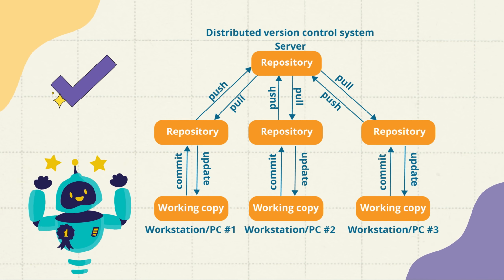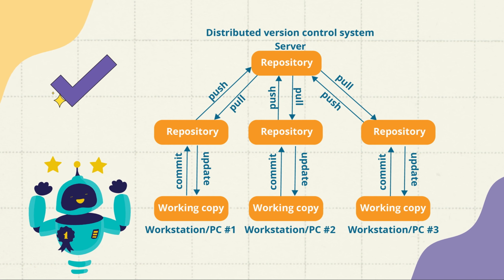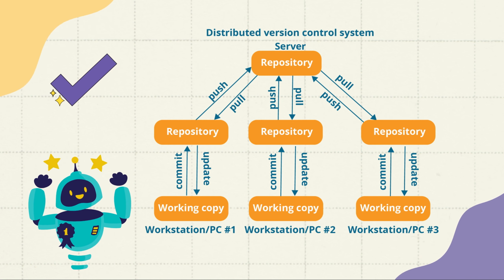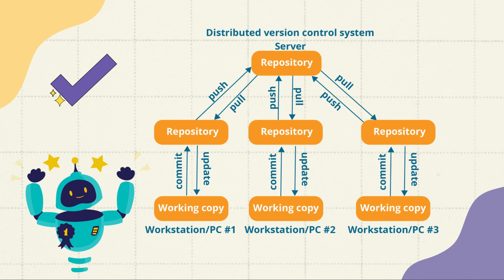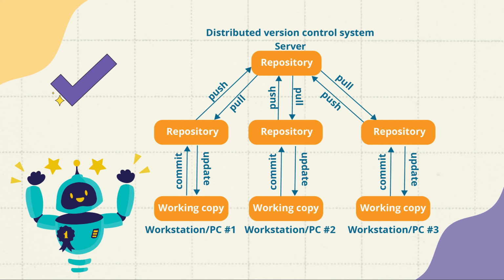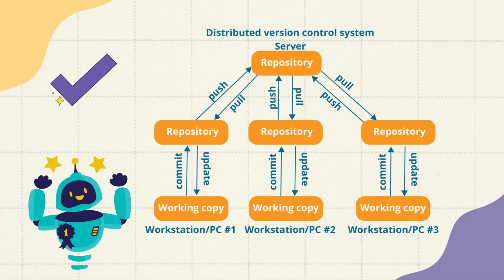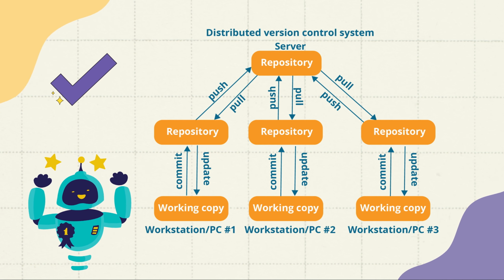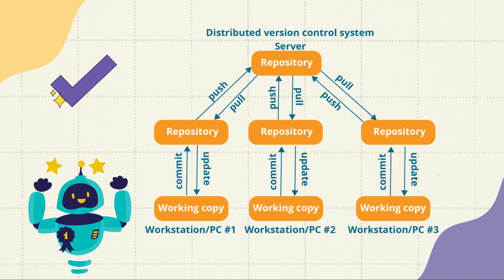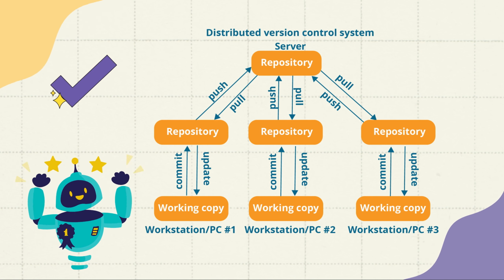Okay, if a student's laptop crashes or the files get corrupted, they can easily recover their work from the main repository. Additionally, because each student has a complete copy of the project history, they can revert to previous versions or create new branches to experiment with different ideas without affecting the main branch. So we can do any changes in the working copy and test there. If everything goes fine, you can move it to the repository.